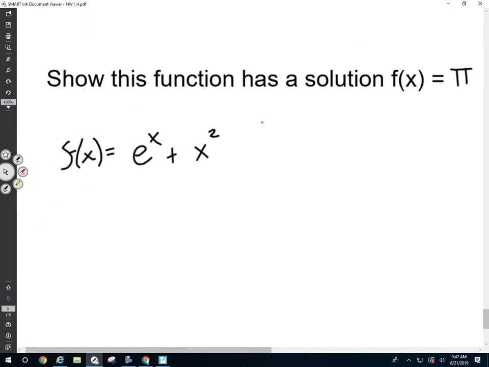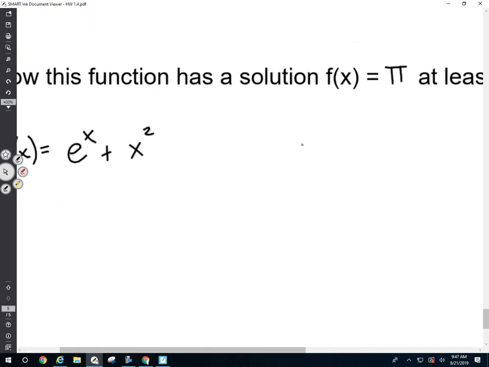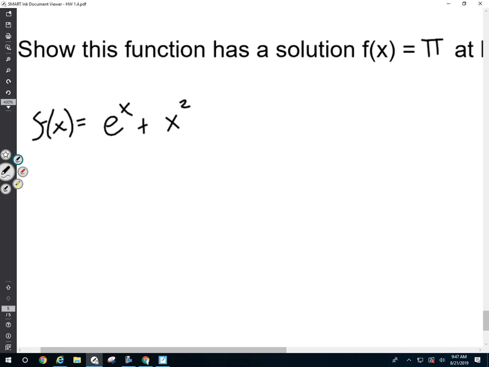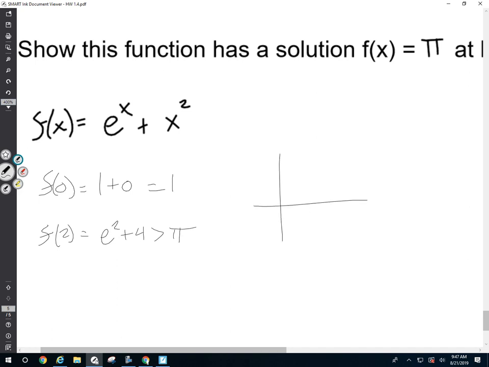Same deal, pi. At least once. I didn't even give you an interval. Well, I don't know, let's mess around. What's f of 0? e to 0 is 1, plus 0 squared, it's 1, okay? What's f of 2? Is e squared plus 4 bigger than pi? Yeah. So, I have 2 points, (0, 1) and 2, something larger than pi.